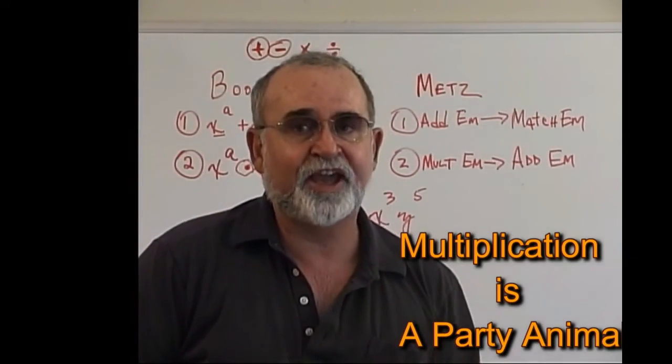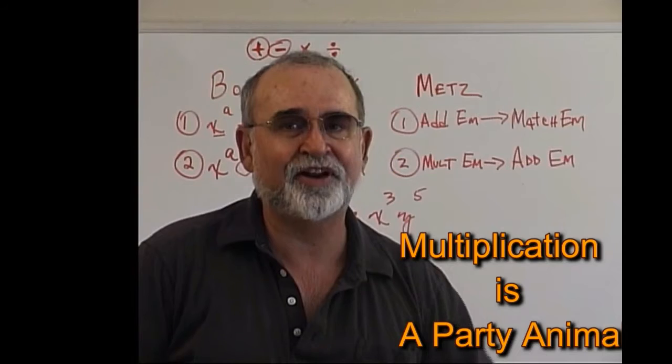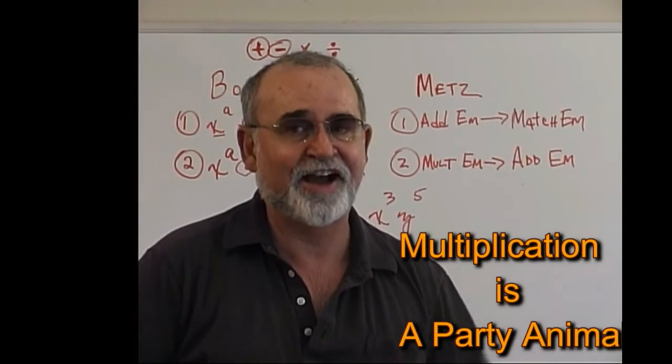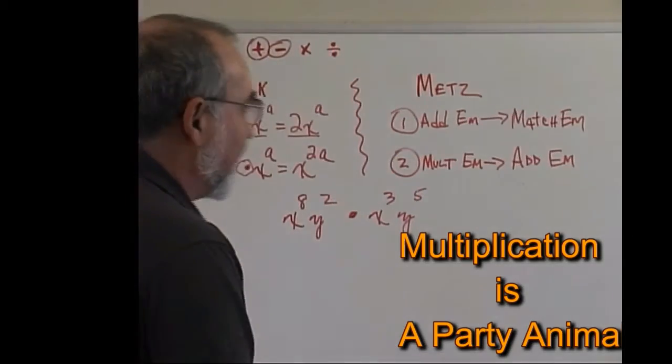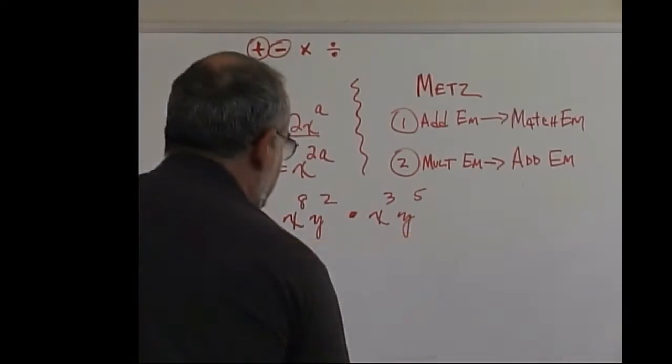Remember that. Multiplication is a party animal. They can always go together. They're always ready to party. They're not shy in any way. It's addition that's the bigot. It's addition that needs its own kind of work. So therefore, we can work this problem.